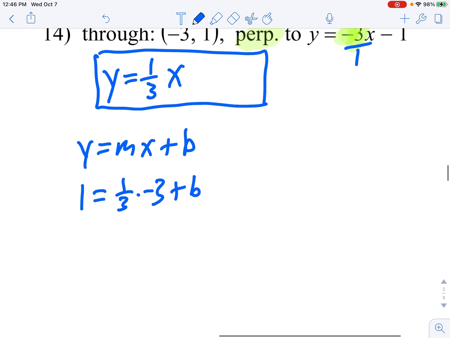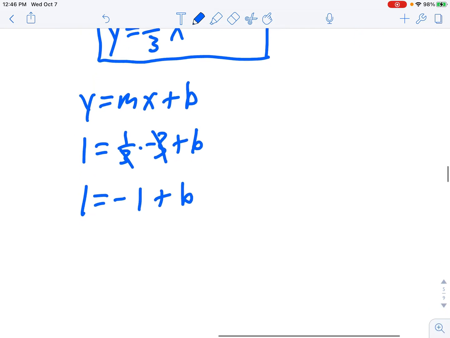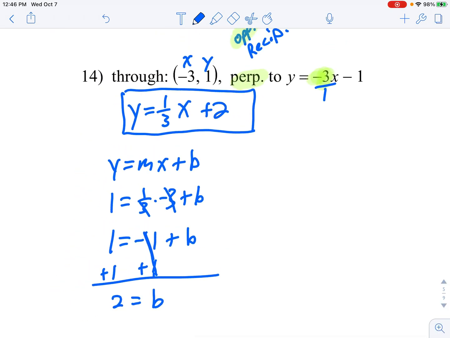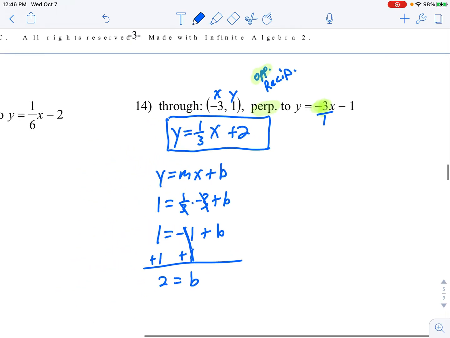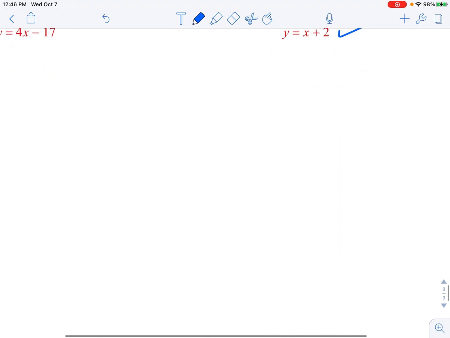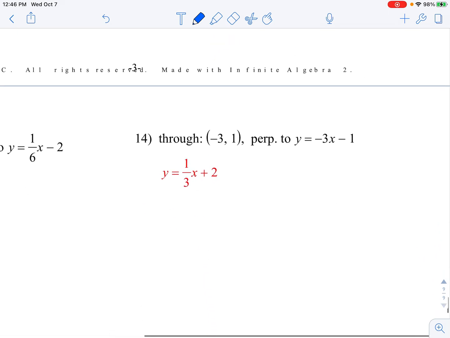I'm not going to pull up the calculator for this one. 1/3 times -3. A negative times a positive equals a negative. The 3's cancel out and just leaves us with -1 plus b. To isolate b, I have to add 1 to both sides. 2 equals b. I meant to cross that out. So there's our b, a plus 2. So what you see in the box, 1/3 x plus 2, should be the answer to number 14. Any day now. Come on. There it is, 1/3 x plus 2.